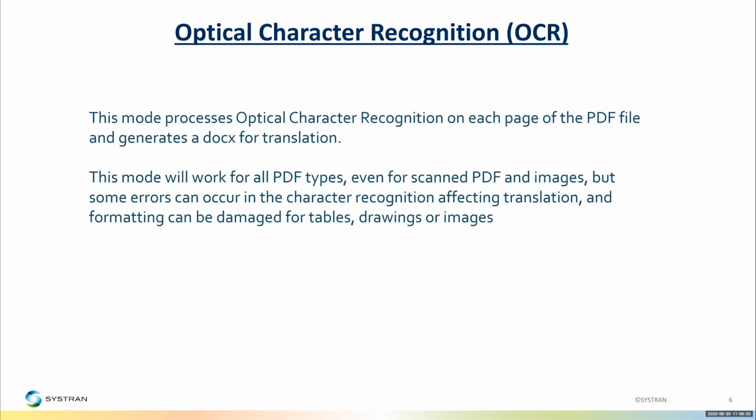So the first mode we're going to talk about is OCR, optical character recognition. This mode processes OCR on each page of the PDF file, and the output is the Word format. OCR mode works for all sorts of PDF types, even for scanned PDFs and images, but there are some limitations to it. We will see that in the live use case, like there are some formatting issues, some spacing, and things like that.